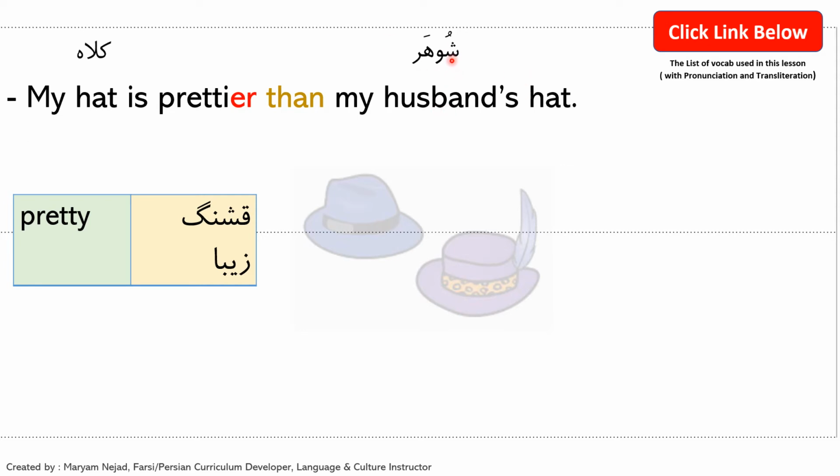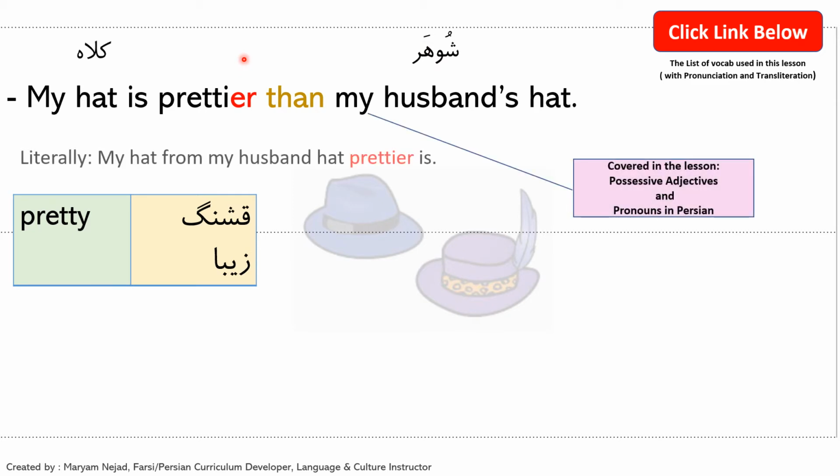We write it as شوهر, if you can see, but this letter و is not pronounced here. So it's like there's a short vowel o on it, so شوهر. Alright, so literally we need to say something like my hat from my husband's hat prettier is. And also here we have possessive adjectives. So you need to know the possessive endings. We have already covered this in the lesson about possessive adjectives and pronouns. So let's start the sentence.